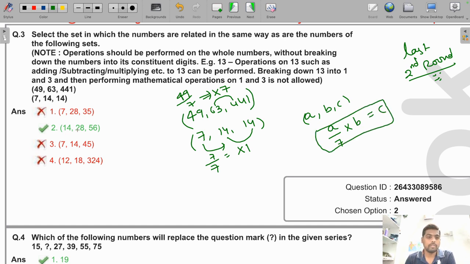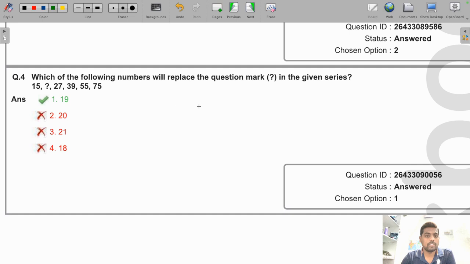If you observe here, if you do divided by 7 it should be 28, so this is not the option. If you do 7 divided by 7 it will be 2 into 28, 56, matching. 7 by 7, 1 into 14, it should be 14, so this is not. Here it is not at all divisible by 7, so this is the correct option. Let us see the next question.